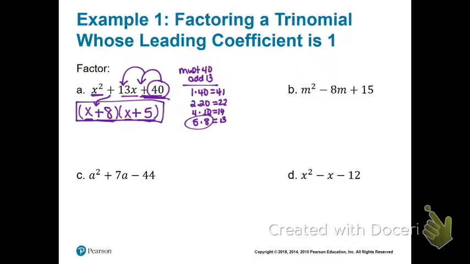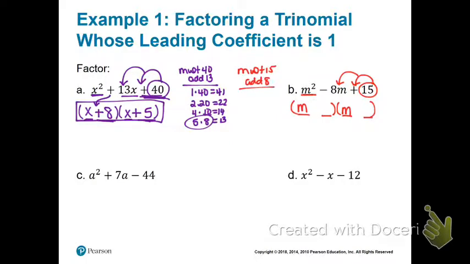B. Do they have a greatest common factor? They do not. Count the number of terms. 3. Simple or alien? Simple. So simple, we're going to open the 2 sets of parentheses. Now this time our first terms here have to multiply to give me m squared. So m times m. My second numbers here are going to multiply to 15 and then add to 8. So I need to multiply to 15 and add to 8.